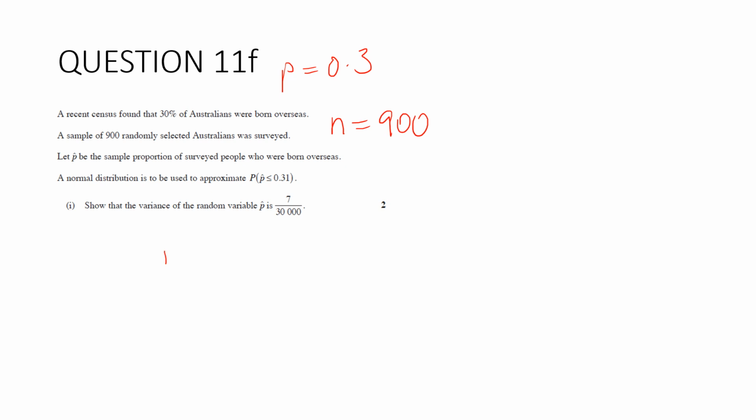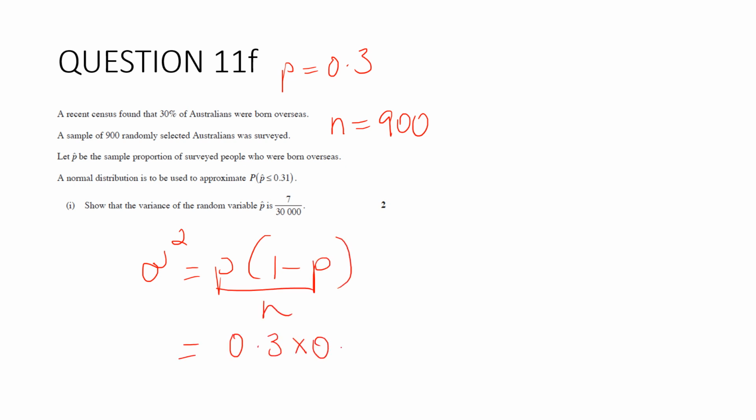So variance is equal to p multiplied by 1 minus p all over n, which is 0.3 times 0.7 over 900. And put it in the calculator, you end up with 7 over 30,000.